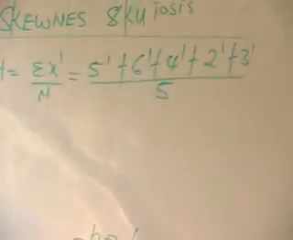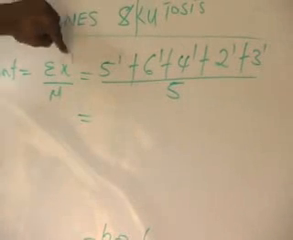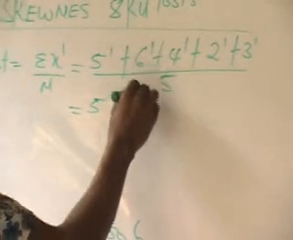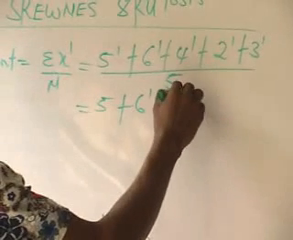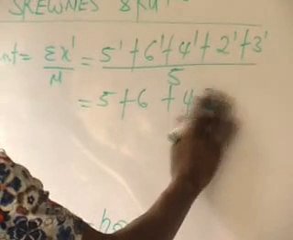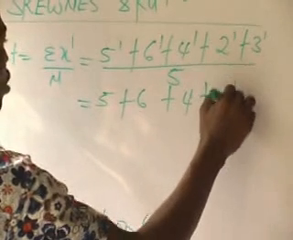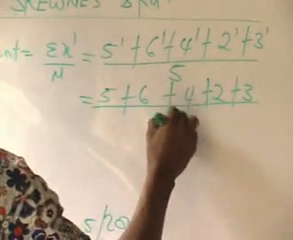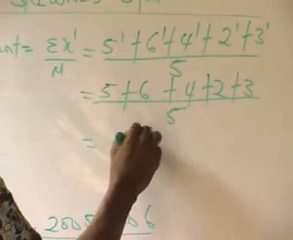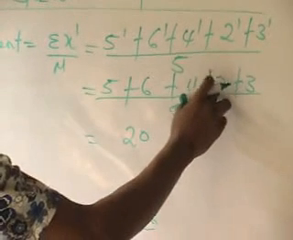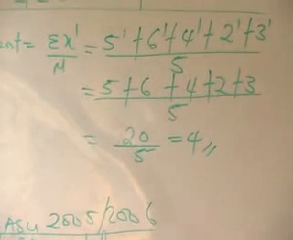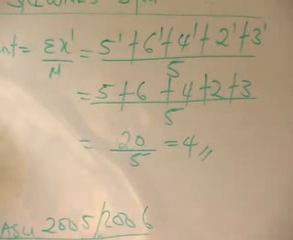Then divided by 5. So here now, because it is first moment, the power will be 1. 5 raised to the power 1 is 5. 6 raised to the power 1 is 6. Then plus 4 raised to the power 1 is also 4. Then 2 raised to the power 1 is 2. Are we together? Then 3 raised to the power 1 is 3. Then all divided by 5. So from here, 5 plus 6 is 11, plus 4 is 15, plus 2 is 17, plus 3 is 20. So 20 over 5. So the answer equals to 4. Are we together? So our first moment is 4.